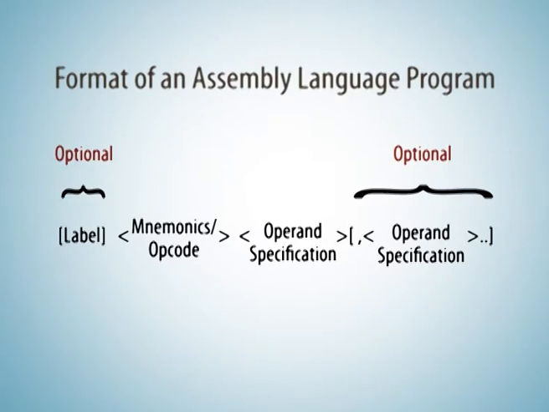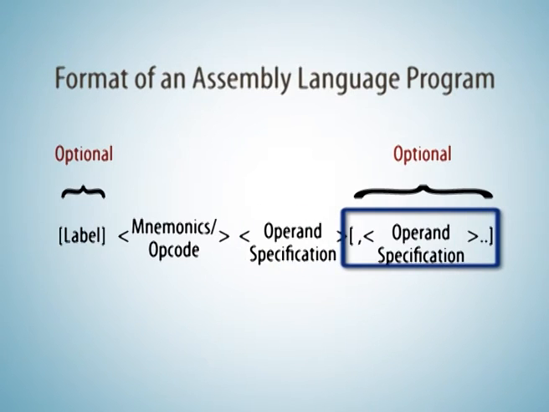In order to better understand an assembler, consider the format of an assembly language program. The typical format of an assembly statement is: first you write a label. Since the label is given in square brackets, it is optional. Next is the mnemonic operation code, and the mnemonic is followed by the operand specification. Again, after one operand specification, you have another operand specification given in square brackets, which indicates that it is optional.